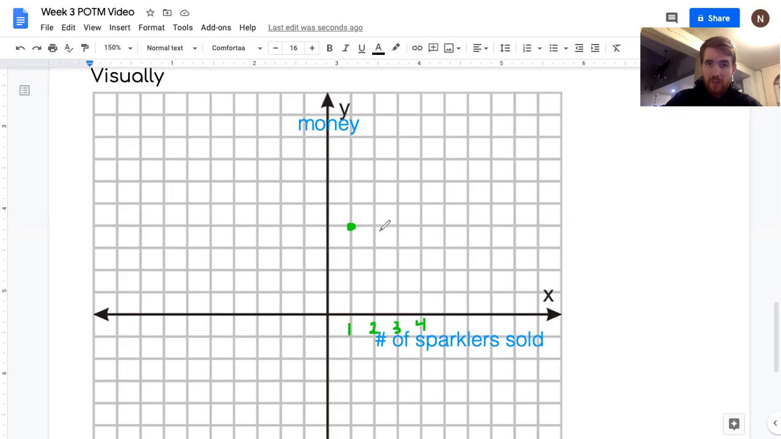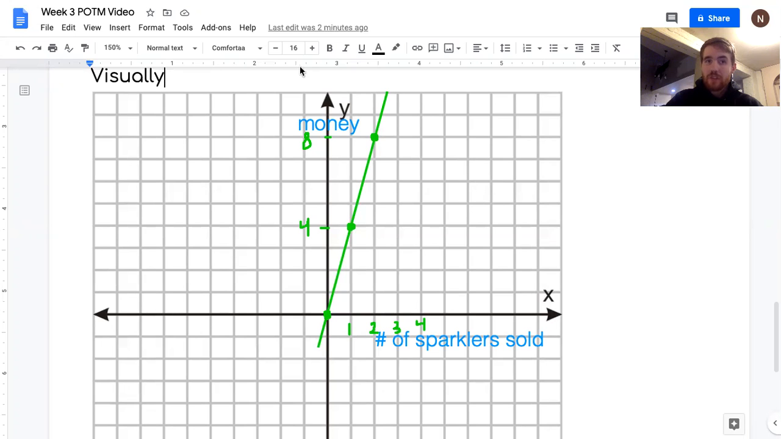If we sell 2 sparklers, it's going to be $8. Let me just label this 4, 8. So 2 sparklers, $8. 3 sparklers, it's going to go up to $12. And of course, 0 sparklers, $0. So this line represents our revenue. And in fact, we can make a line to show how our revenue will go up.